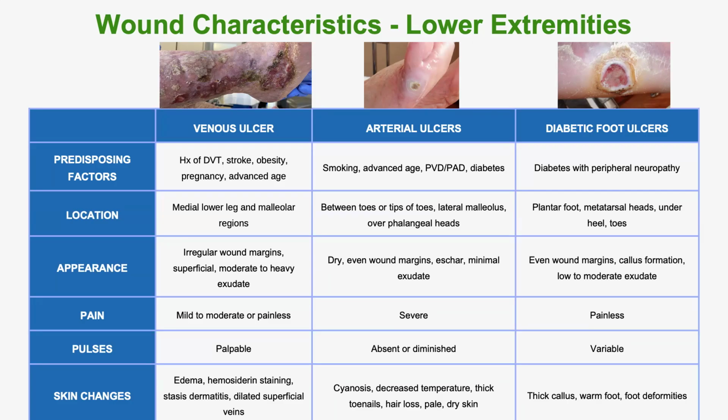And the skin changes that you'll see in these ulcers are going to be edema, hemosiderin staining, stasis dermatitis, which is essentially the same thing, and you're going to see dilated superficial veins or varicose veins.